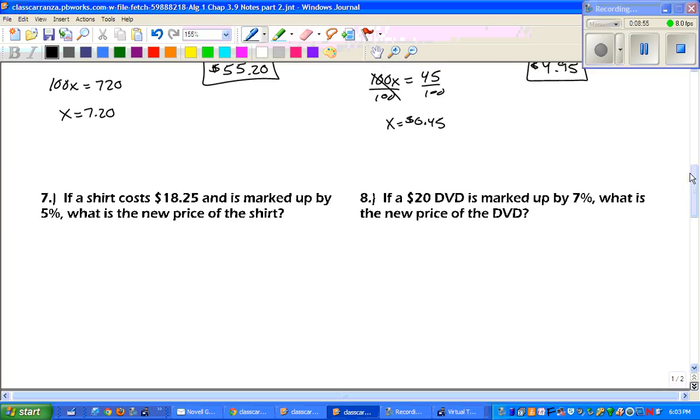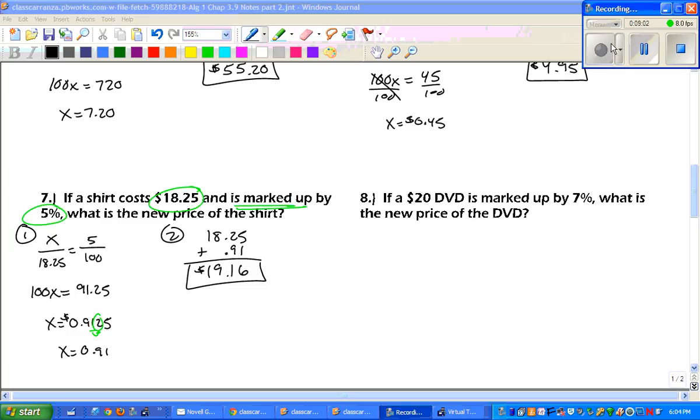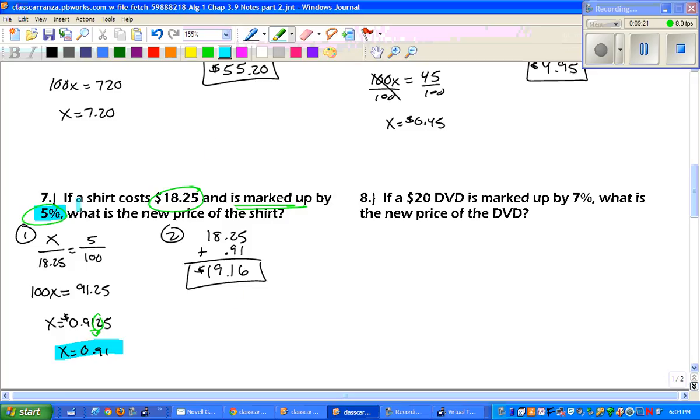All right, number 7, why don't you guys go ahead and try and set it up by yourselves. Go ahead and pause the video. Okay, and now the key thing, did you guys round right here? Notice that the 1 was next to a 2, and since it's 4 or less, we let it rest. Final total is $19.16. And does that make sense? A 5% increase? It's really not that much. So 91 cents is not that big of an increase.